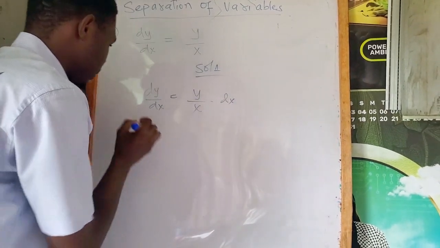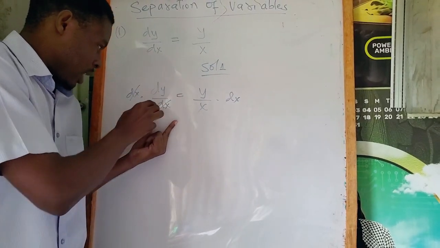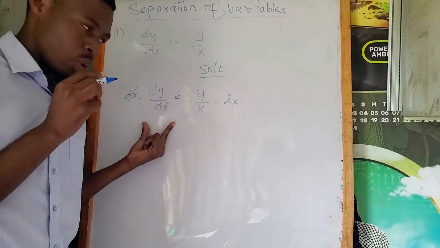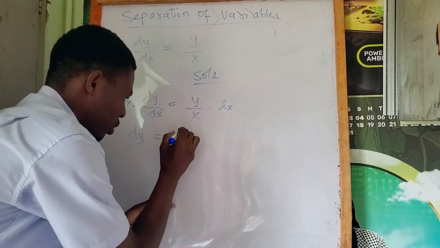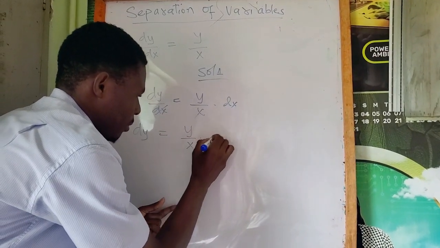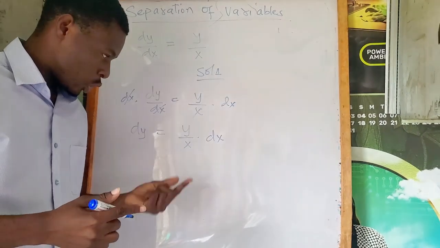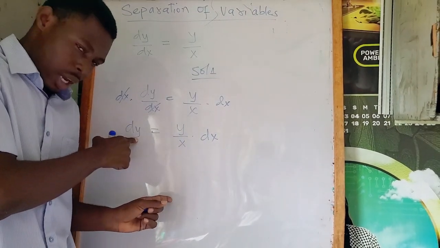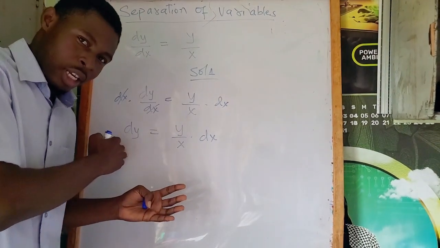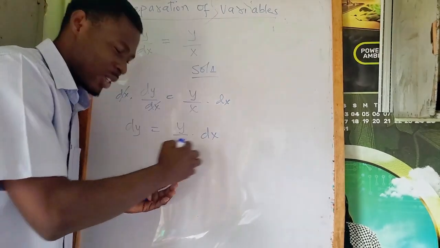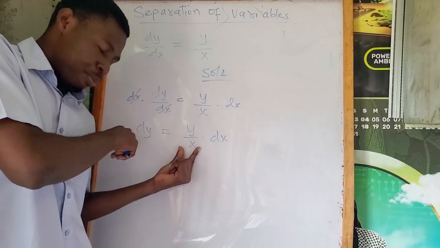Multiply by dx on both sides. Now the dx cancels here, leaving us with what? dy equals y all over x times dx. Okay, now we are beginning to form something here. So how can we get rid of y? We need to bring y to this side, because remember we said we need to bring all terms that contain y to one side, and all terms that contain x's to the other side. So what must we do here to eliminate y on this side and bring it to the other side?